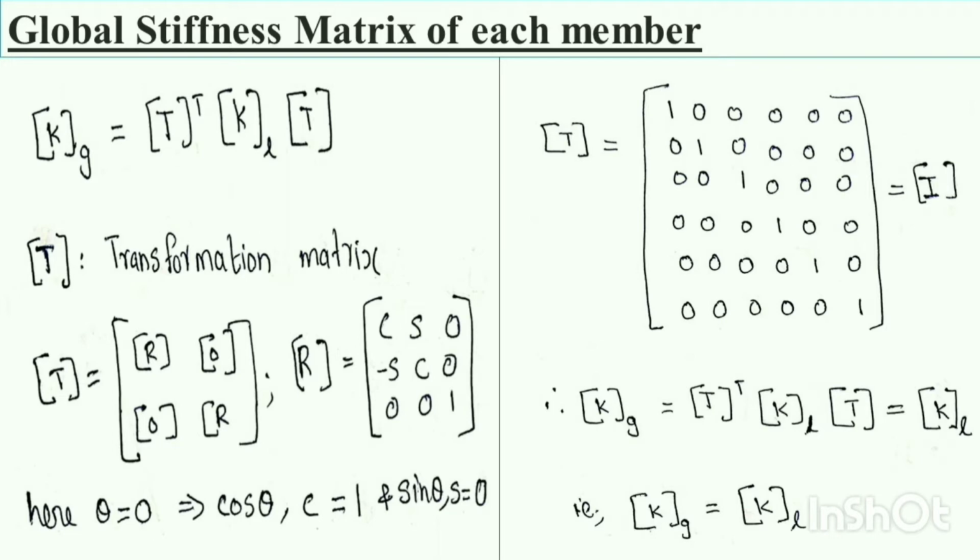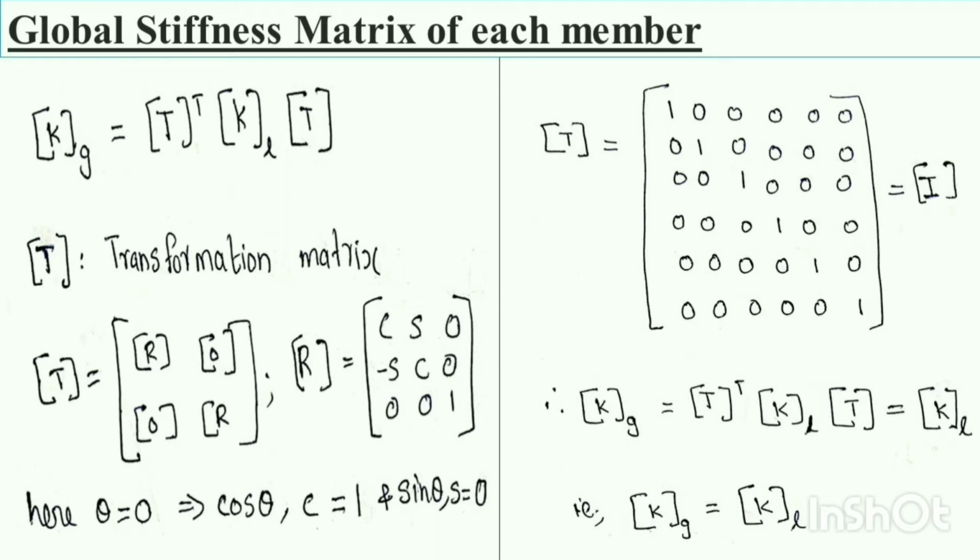We have a formula: Kg, global stiffness matrix, is equal to T transpose KL into T, where T is transformation matrix and KL is local stiffness matrix. Transformation matrix T for a frame element is given by R 0 0 R, where R is [C S 0; minus S C 0; 0 0 1], where C is cos theta and S is sin theta.